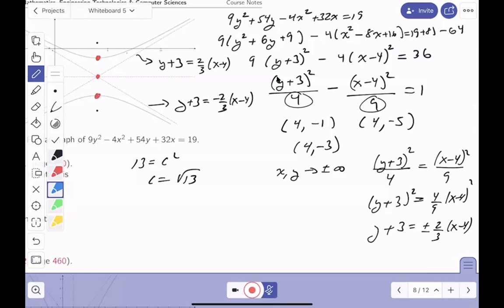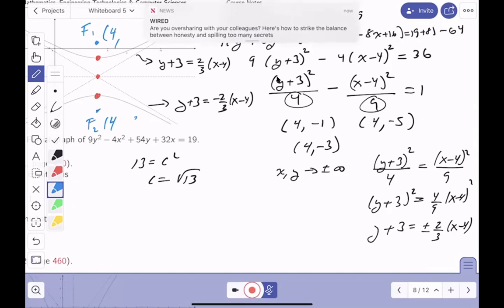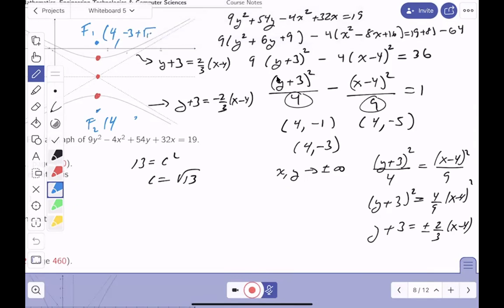And that's pretty easy to do, by the way. This is a focus over here. I'll call it focus 1, focus 2. And what do we know? I know the x value is 4 in both cases. It's the y value that some students struggle with. We need to move in from the center, right? So it's going to be minus 3 plus root 13 when we go up, right? And what's this one over here going to be? Minus 3 minus root 13 when we go down.